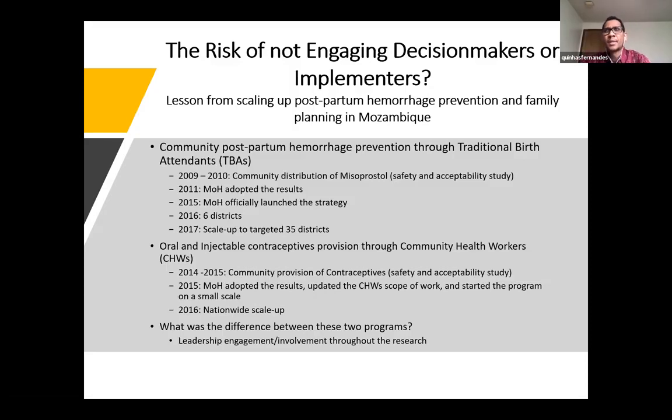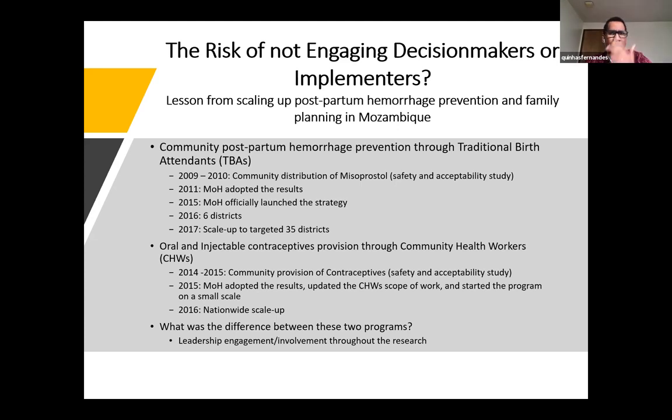In practice, we delayed the scale up of this intervention that could have potentially addressed one of the main causes of maternal mortality in Mozambique. A quick note here: the TBAs assist almost 30% of the deliveries in Mozambique.